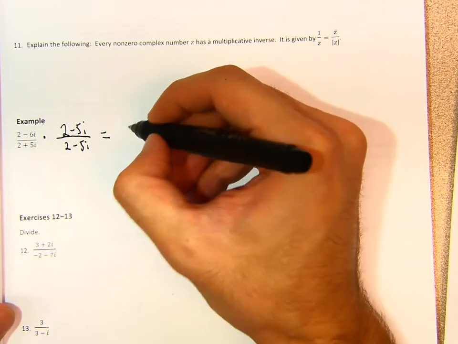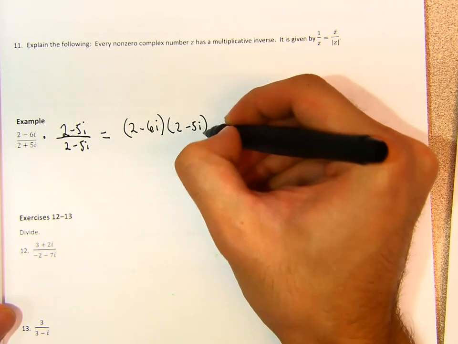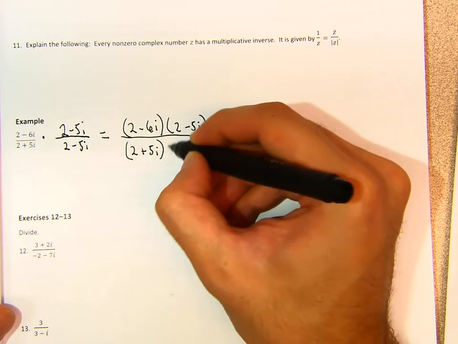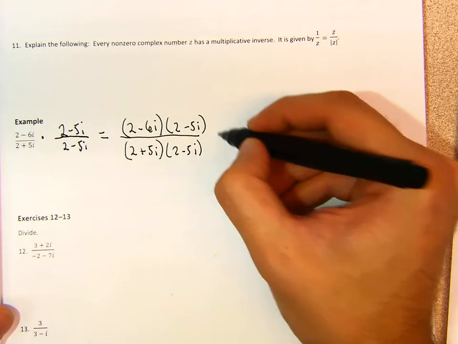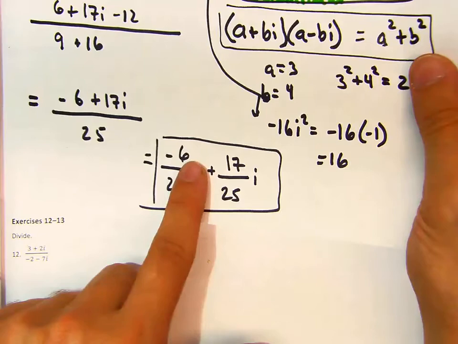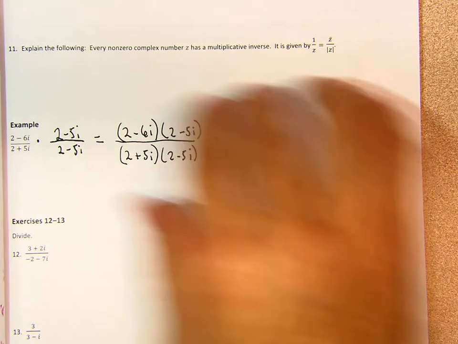And that's equal to what? 2 minus 6i times 2 minus 5i goes on top. And then what goes on the bottom? It's 2 plus 5i times 2 minus 5i. And now here, you do your FOIL thingy, and then remember, don't forget to break it. And that's it. Okay. You can do these by yourself. Enjoy. Have fun.